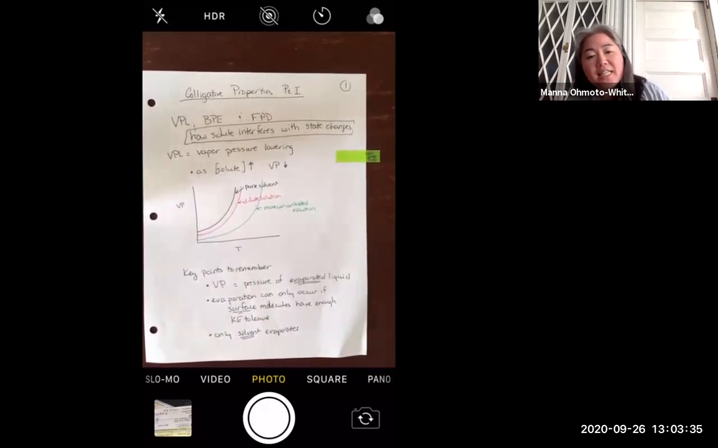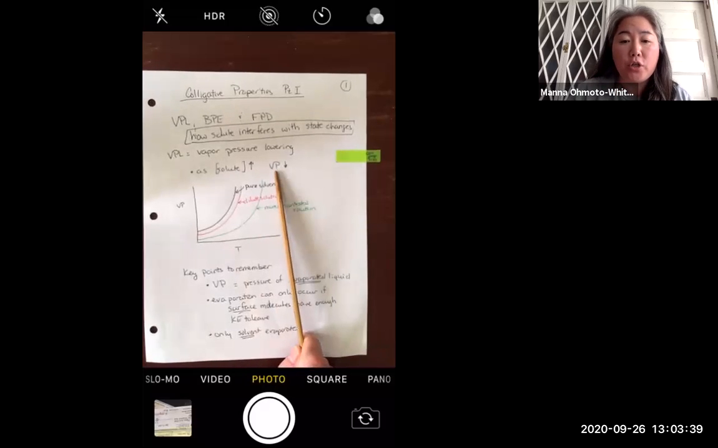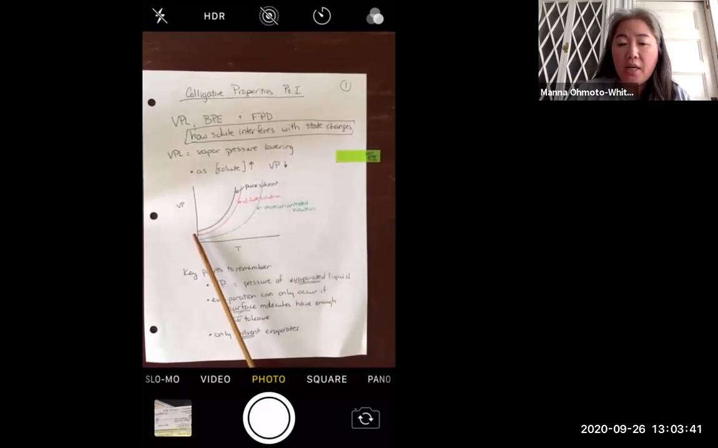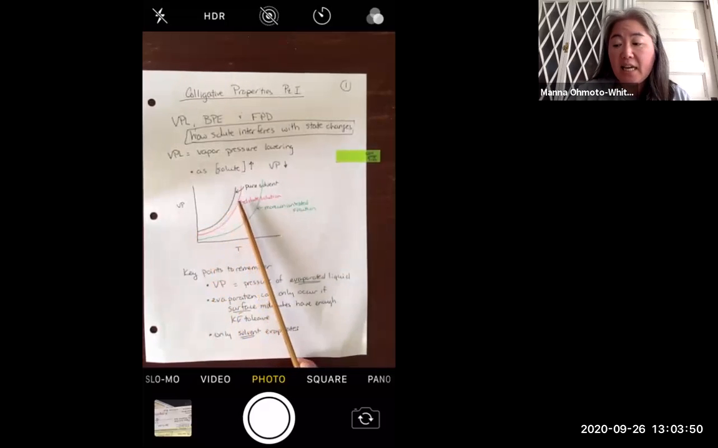The main trend is as the concentration of solute increases, the vapor pressure decreases. If I'm looking at a vapor pressure curve, vapor pressure versus temperature, a pure solvent is going to have a generic vapor pressure curve. As I add more solute to it, my vapor pressure curve is going to be lowered. So pink is a dilute solution and green is a more concentrated solution.